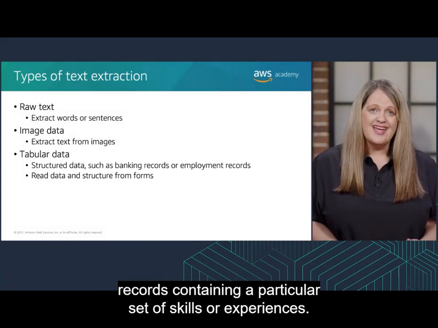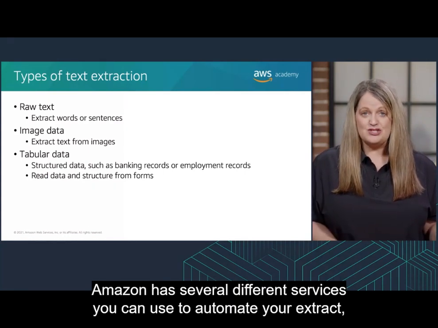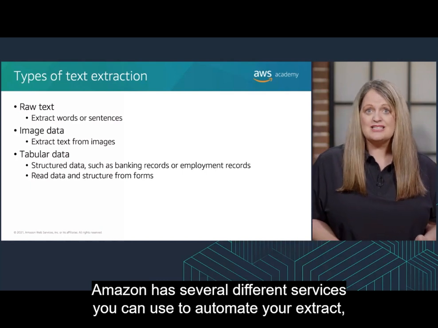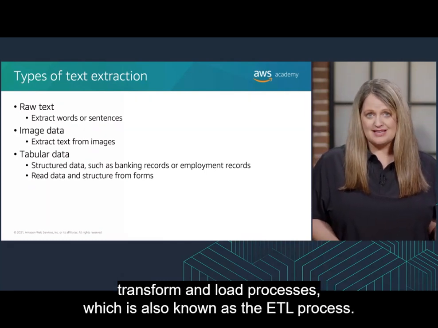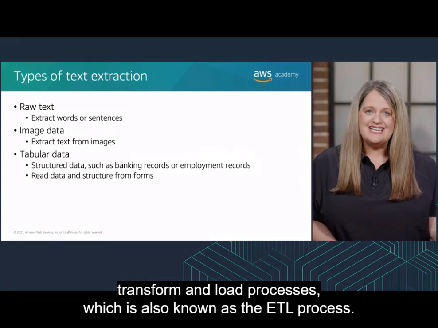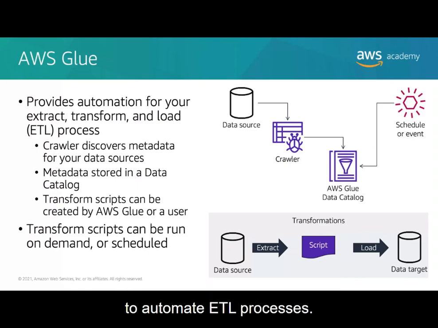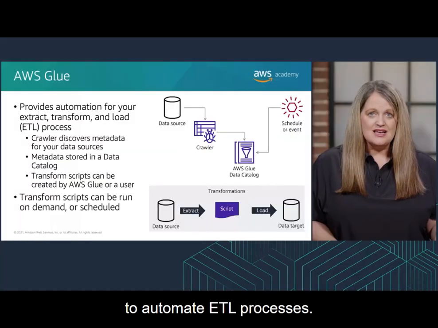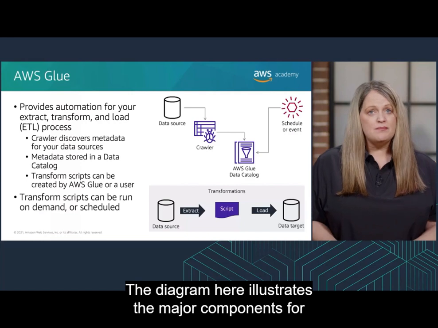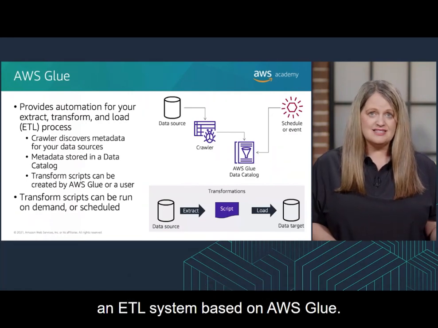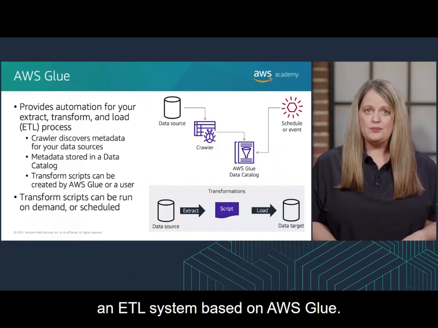Amazon has several different services you can use to automate your extract, transform, and load processes, which is also known as the ETL process. You can use AWS Glue to discover the structure of a dataset and to automate ETL processes. The diagram here illustrates the major components for an ETL system based on AWS Glue.